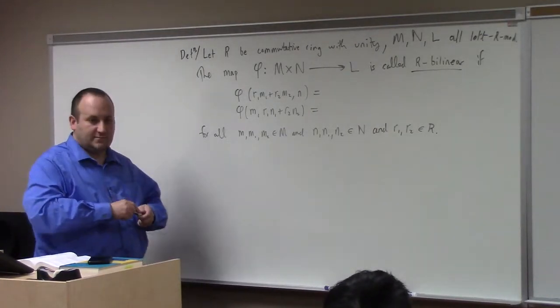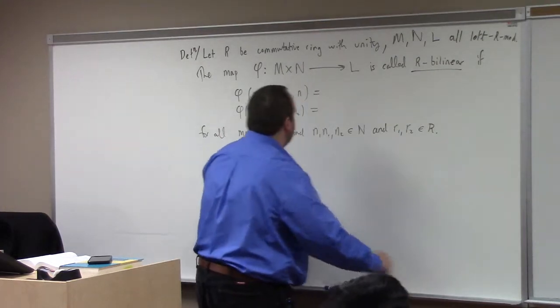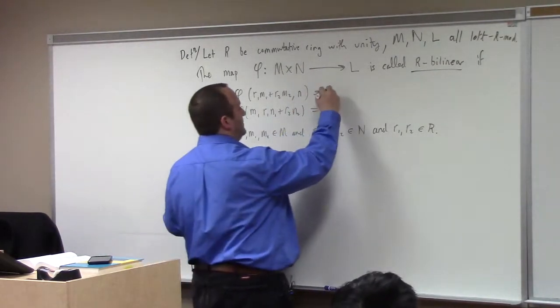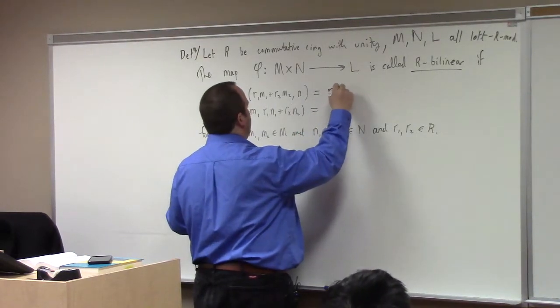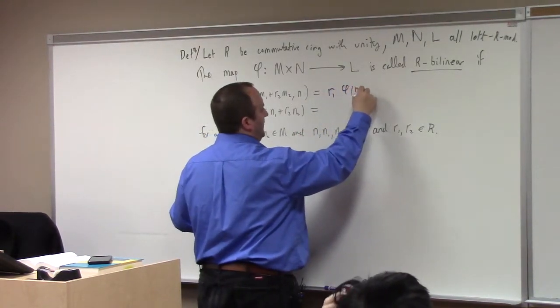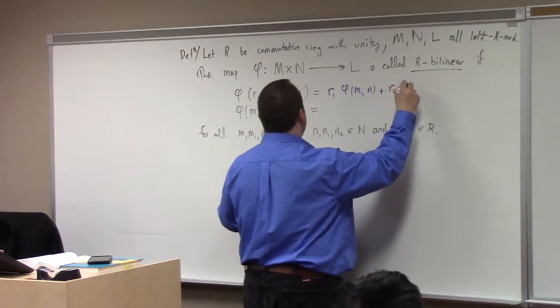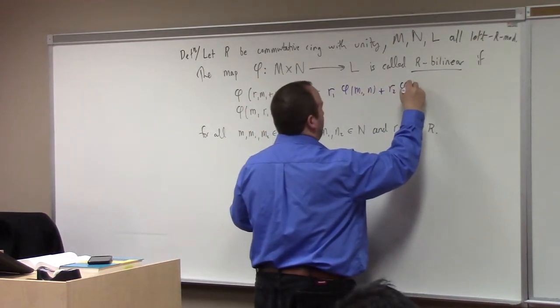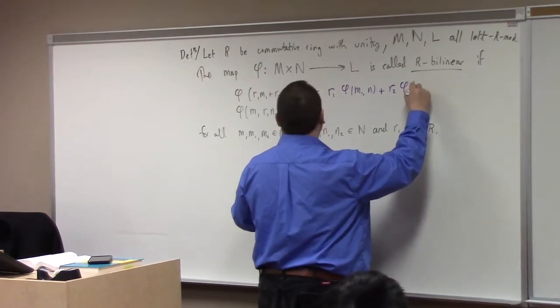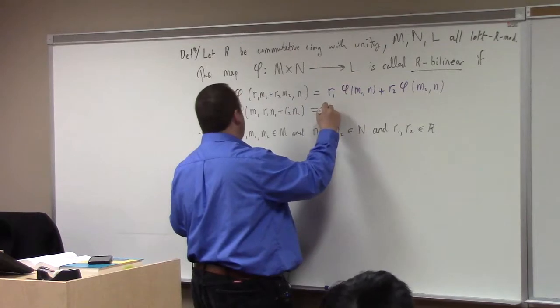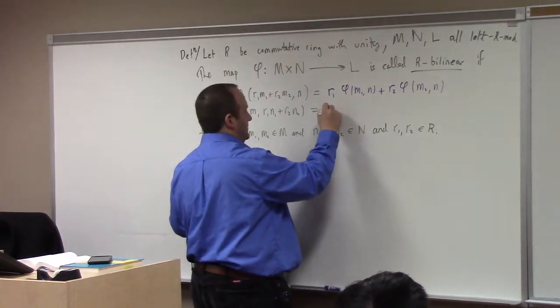So you can guess, you can complete these. I think you already know, right? We have r1 phi of m1 comma n plus r2 phi of m2 comma n. So this is just the natural extension of linearity, right? Well, bilinearity, I suppose, over a field. You could think of it as linearity in both slots, right?